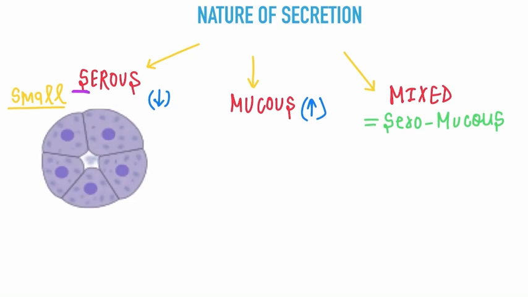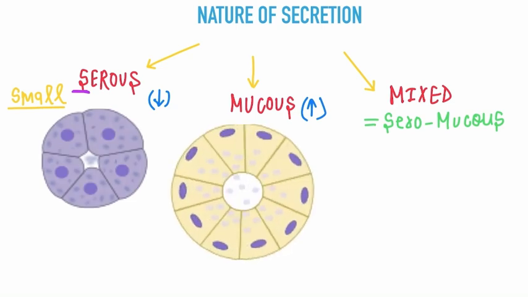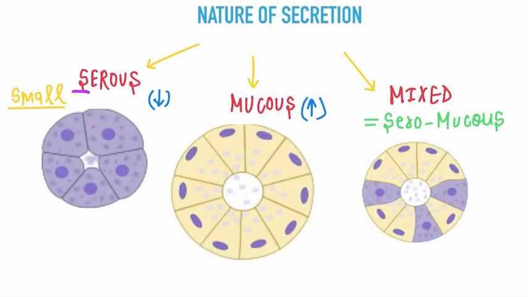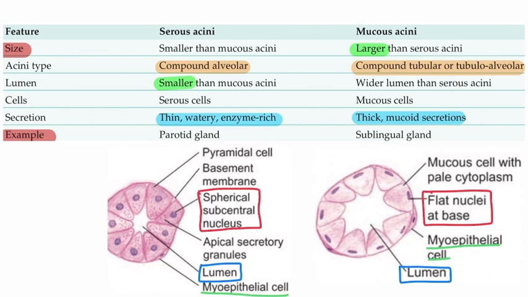Now let's classify the gland on the basis of their secretion. So on the basis of secretion, they can be serous, mucus, or mixed. One thing which you can see from this slide is that serous gland is smaller, meaning the size of serous acini is smaller as compared to mucus, while that of mixed acini is in between the serous and mucus. So this is the difference between serous and mucus acini.